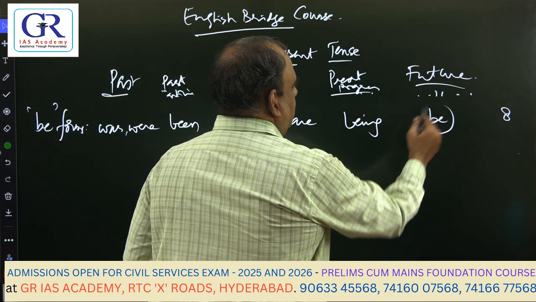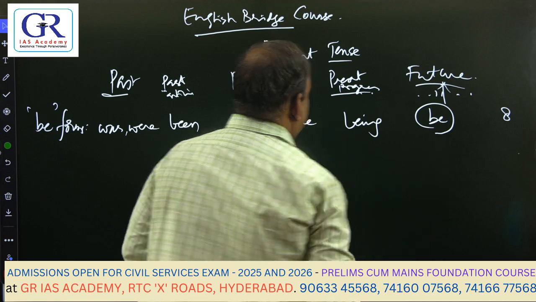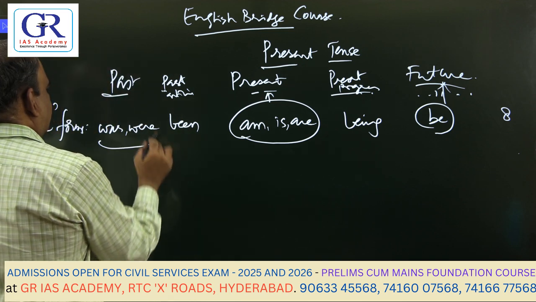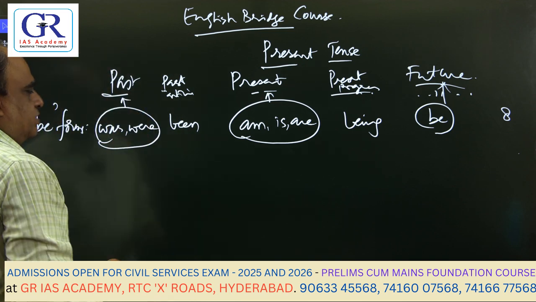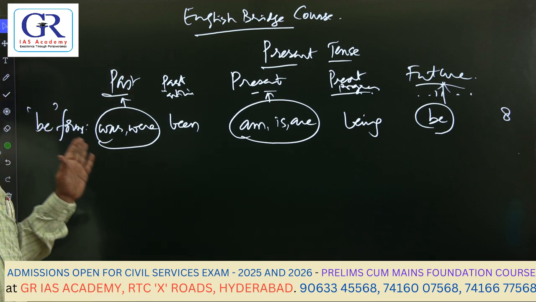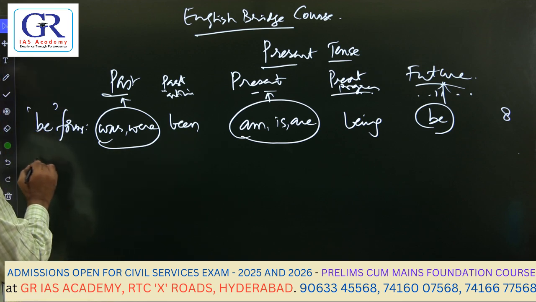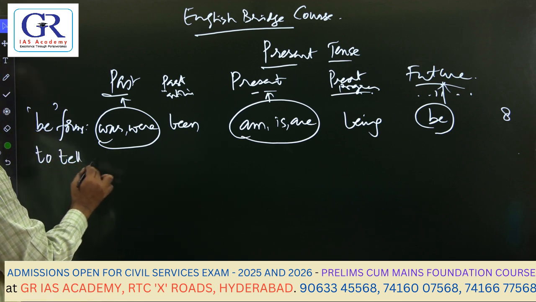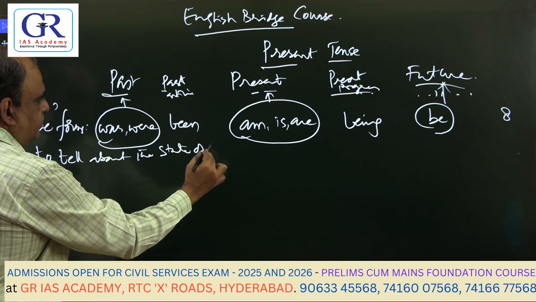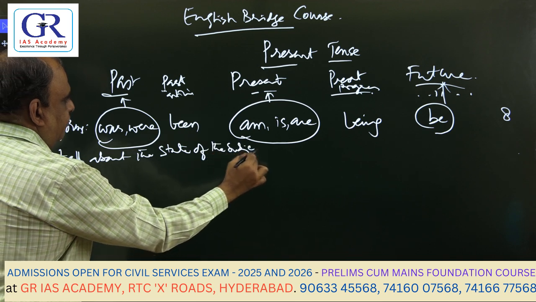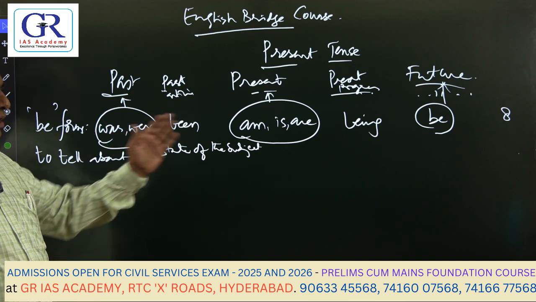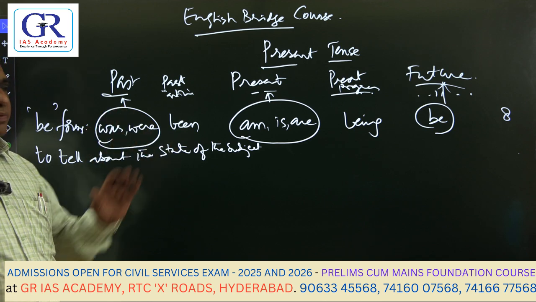Be is used to tell about the future. Am, is, are, these three are used to tell about the present. Was, were, these are used to tell about the past. Okay? So be form is used for what? Be form is used to tell about the state of the subject. Usually when they are used as main verbs, they are in this form. Sometimes they are used in helping verb form also.